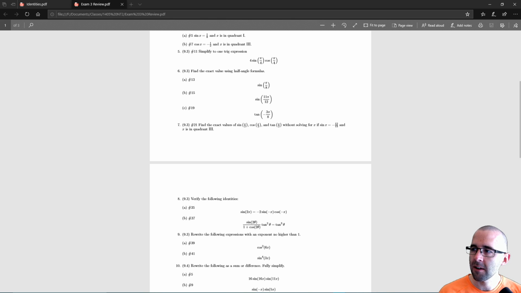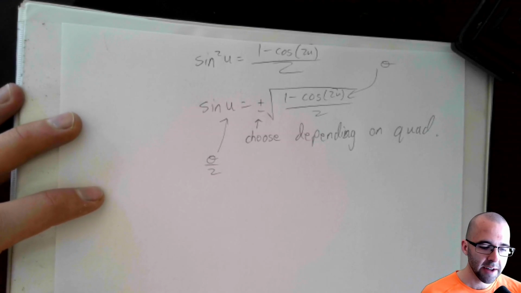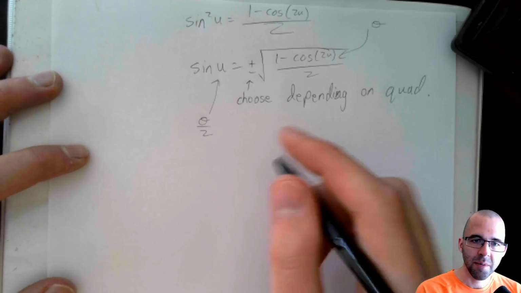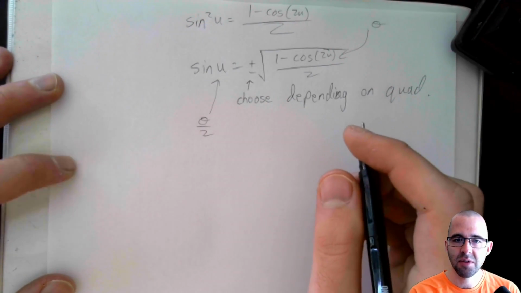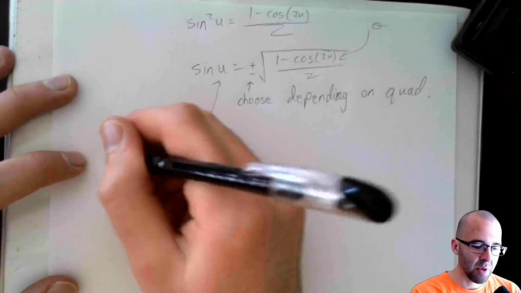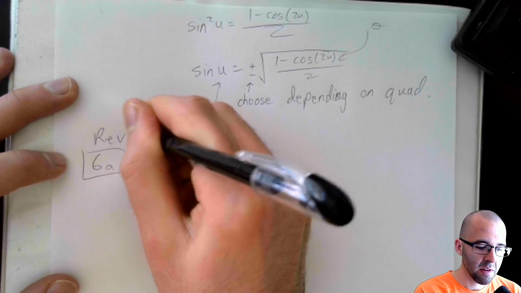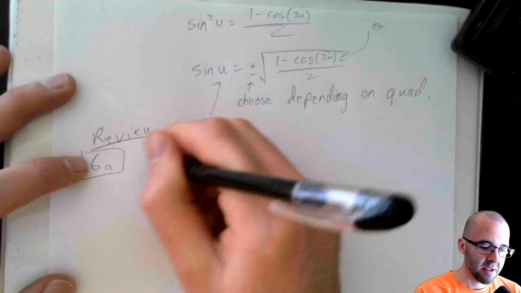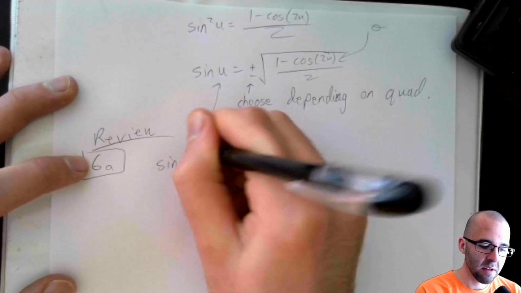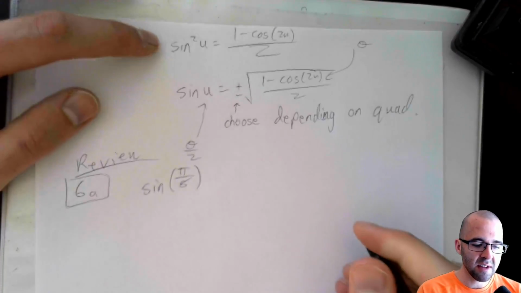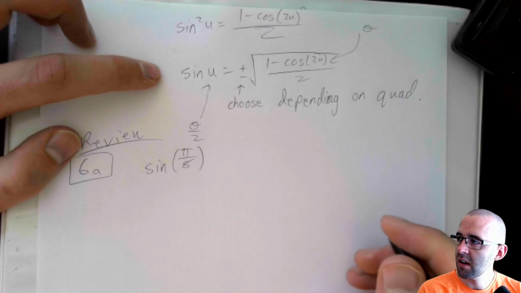All right, so let's do something like here. Okay. So find the exact value using half angle formulas. So there's 6a on the review. Sine of pi over 8. So we're going to use this half angle formula up here. Okay.